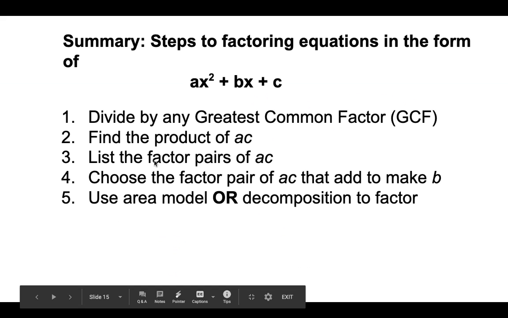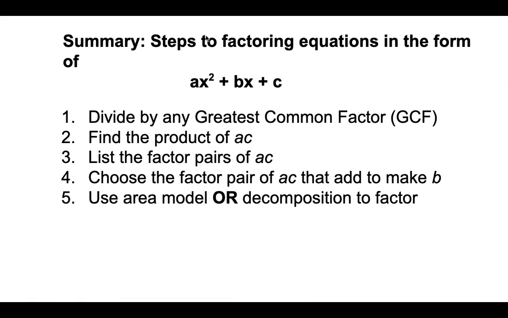So this does take a lot of practice. I have made a summary of the steps to factor equations in this form. So you're always going to look for a greatest common factor first. Find your product of A times C, list the factor pairs of A times C, and choose the pair that adds to make B. And then you're going to use whichever way you like to factor, area model, or decomposition, or algebra tiles if you have them, to factor them.